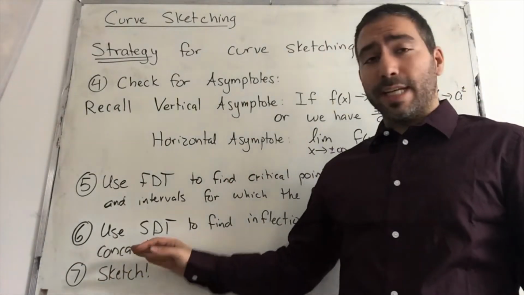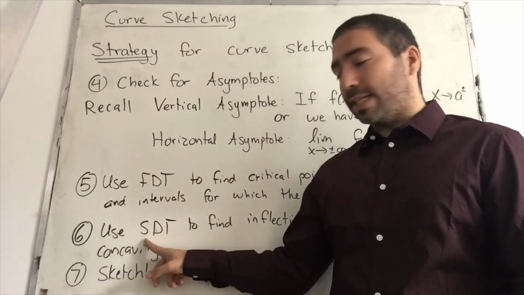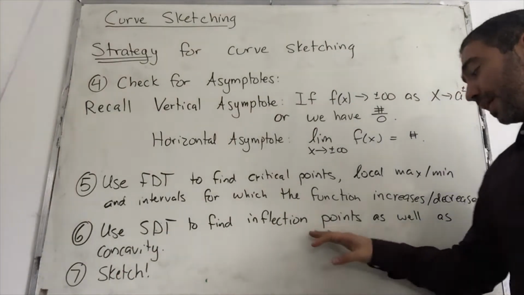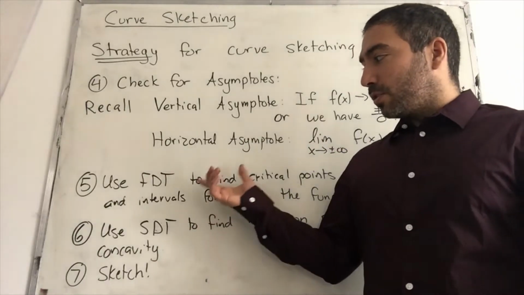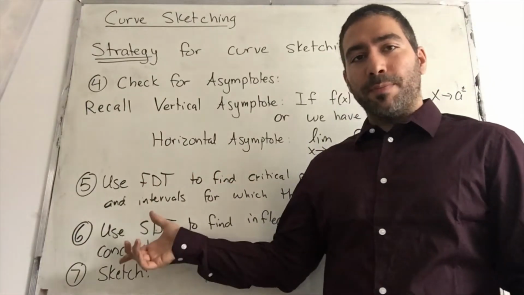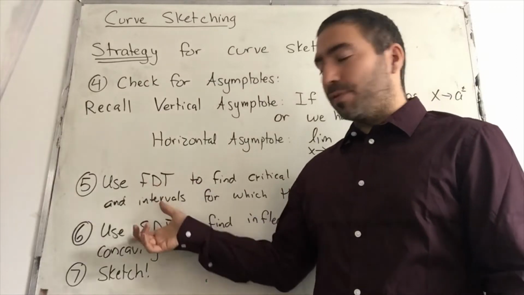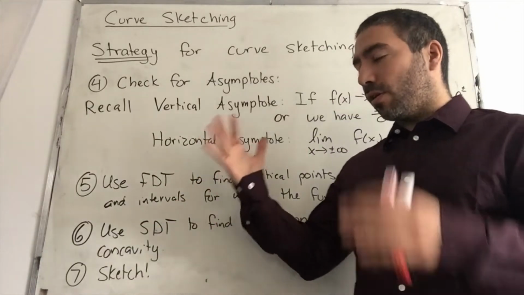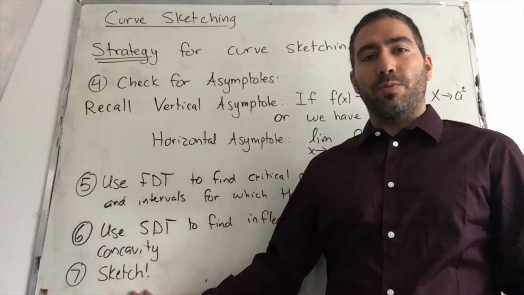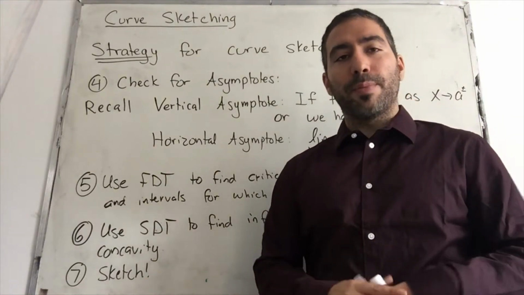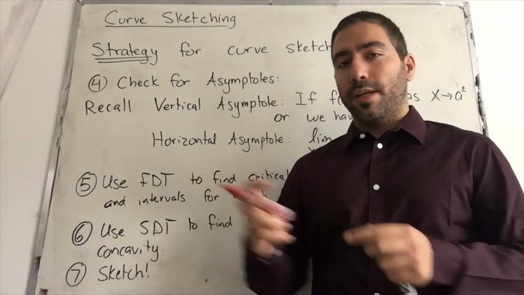Step 6, we're going to use the second derivative test. So we did the first derivative test, now the second derivative test, to find the inflection points as well as the function's concavity. So here you could do the tables individually, but my advice is to put all this information into one table and gather all the information possible, and then once you have all this information gathered, we go ahead and we sketch.